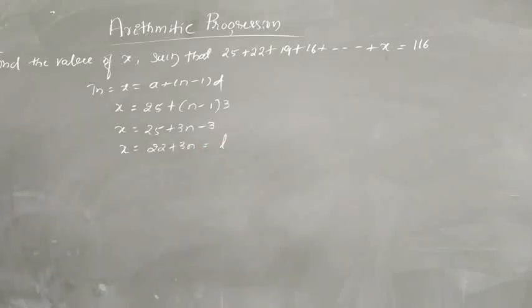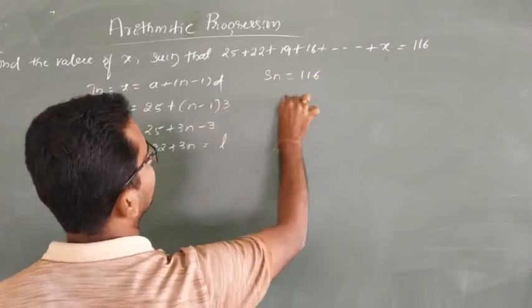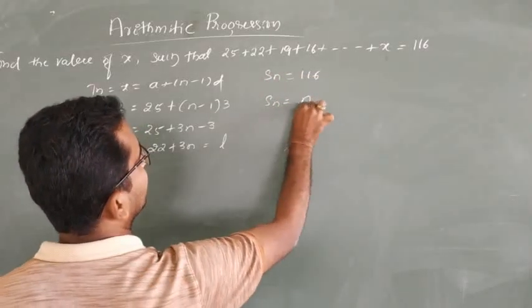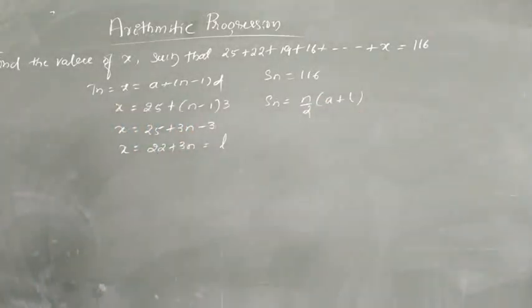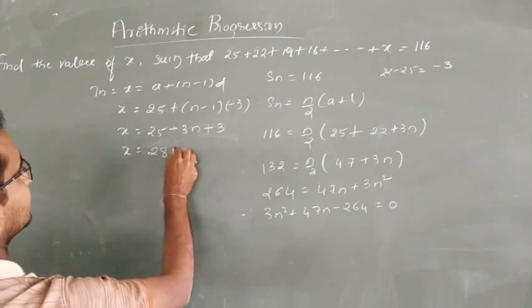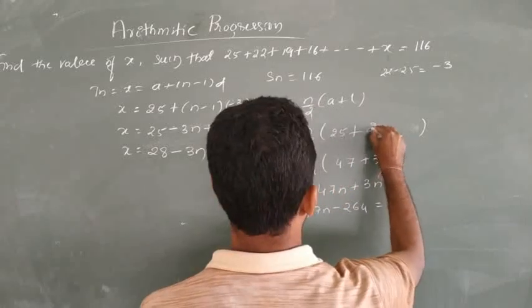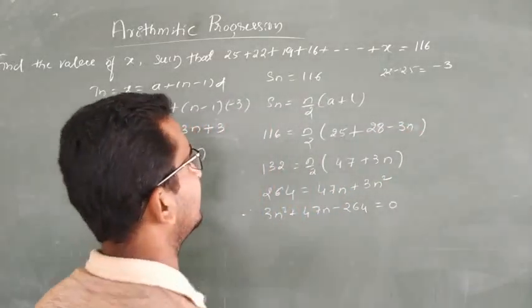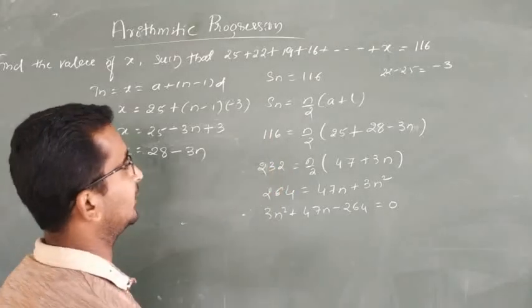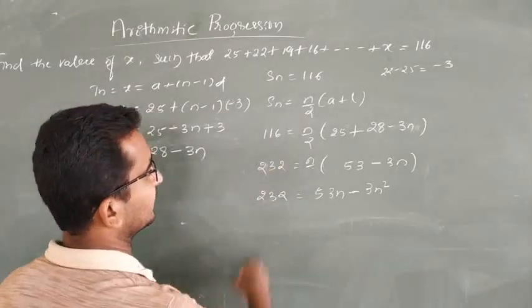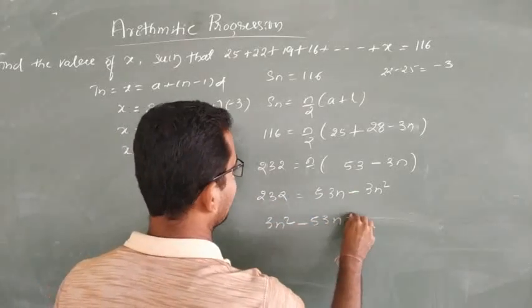Then Sn they have already given, Sn is 116. Sn is equal to n by 2 into a plus l, so it is n by 2 into 28 minus 3n, it will come. Okay, so here I will make a correction, that is 28 minus 3n, the last element. It means 3n square minus 53n plus 232.